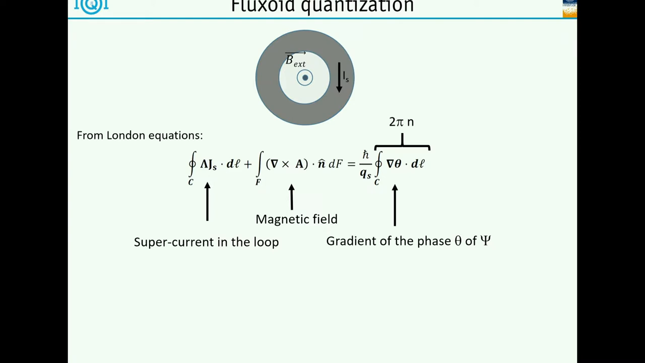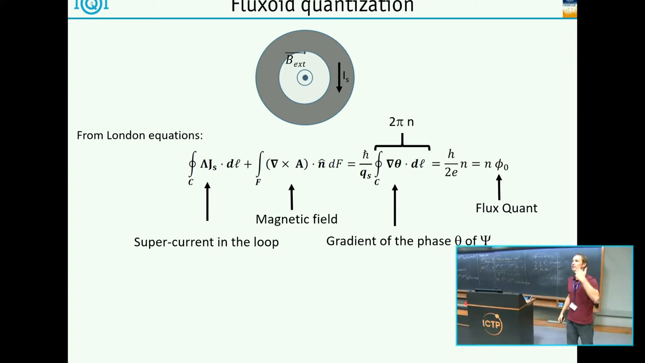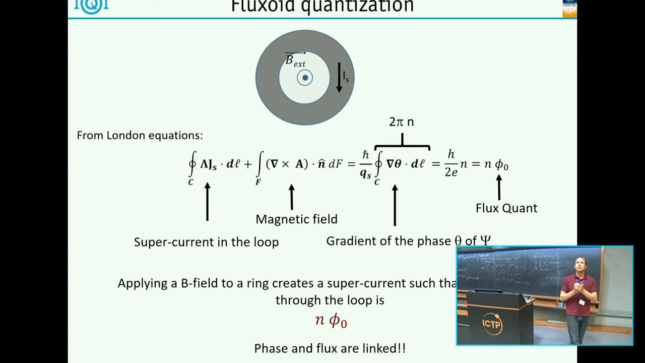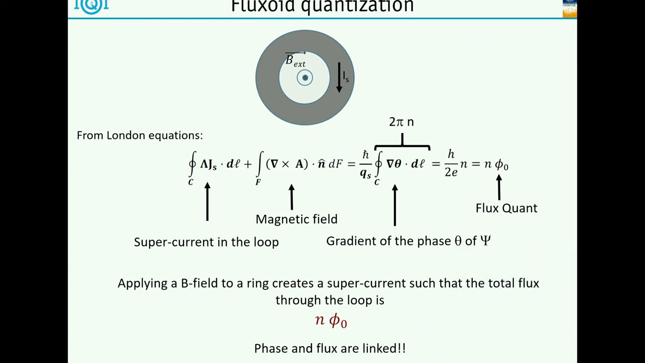So if I have one wave function describing this whole ring, I go around once, the phase has to be the same. So this integral here on the left, on the right, can only be 2 pi n. There's no other way. What it means is that if I apply an external magnetic field, the total flux through that loop will always be an integer multiple of this constant h over 2e, which is the so-called flux quant. In essence, if I apply a magnetic field, it will induce a supercurrent such that I get a quantized flux through that open area right here. Phase and flux in such a device are linked, and there is an integer multiple of this fundamental flux quant going through that loop.